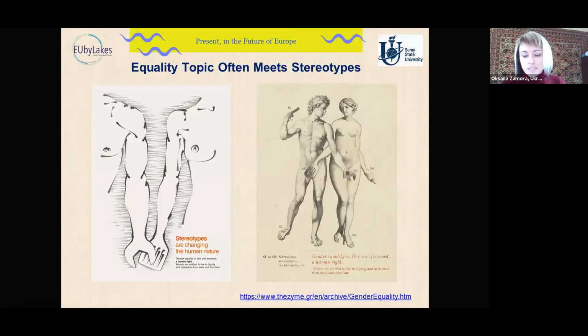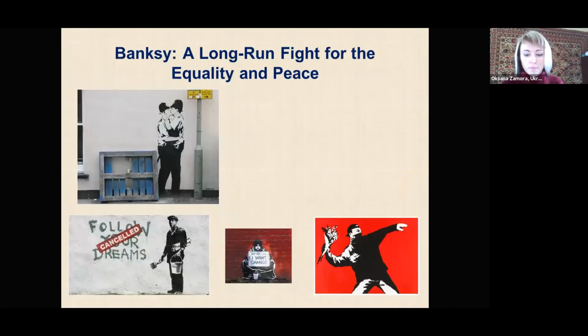Another issue is that the equality topic often meets stereotypes, and in these pictures you can see how an artist used specific types of drawing and depicting to point out the stereotypes. It's a very interesting thing, a very deep topic. We are not going to talk about it today, but if you're interested, you can search for more on it.